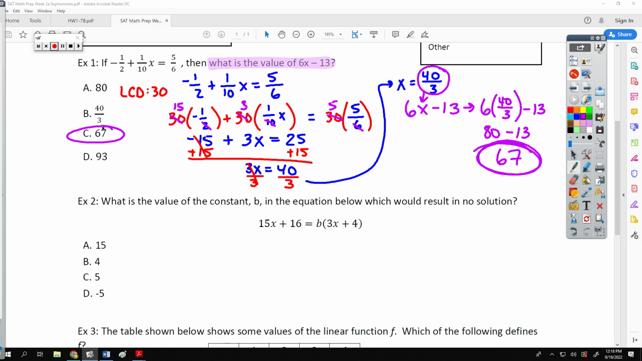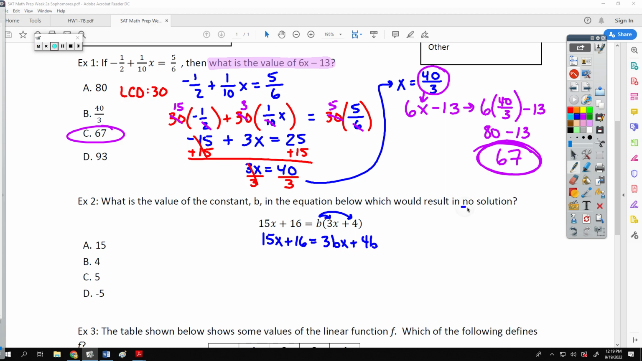Okay, in example B, it says, what is the value of the constant b in the equation below, which would result in no solution? Well, the first thing we need to do is distribute the b through the parentheses. That would give us 15x plus 16 equals 3 times b times x plus 4 times b.